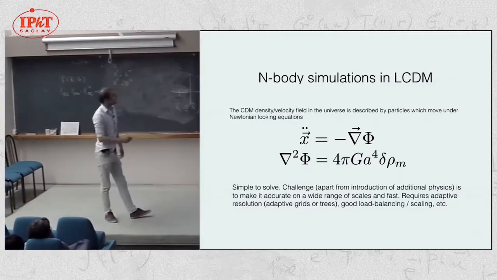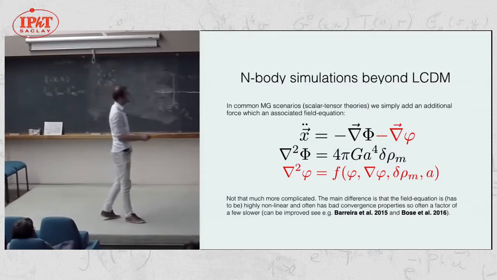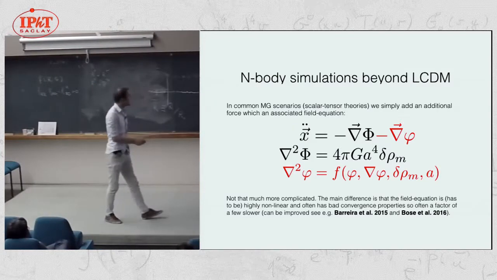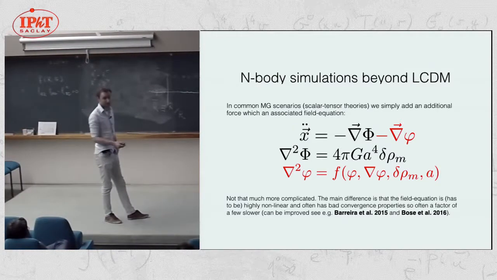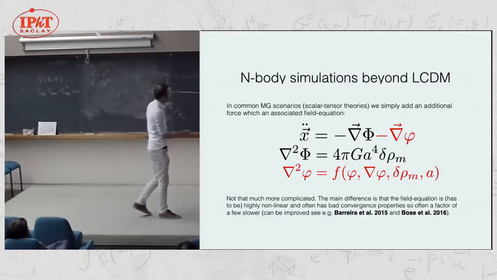As you move from lambda CDM to general classes of modified gravity theories, not much changes. For these common scalar-tensor theories, the main change is the introduction of a fifth force, which has its associated field equation that you need to solve. So instead of just solving the Poisson equation, you also need to solve this field equation for your extra degree of freedom. Not that much more complicated.